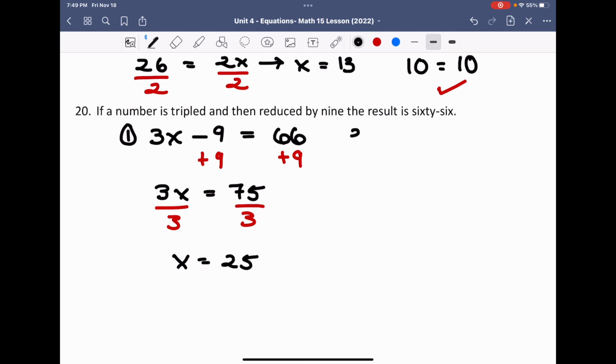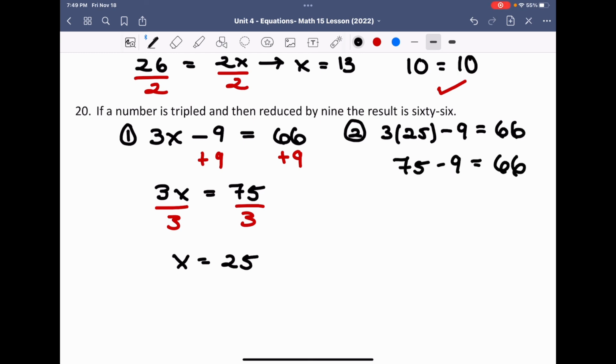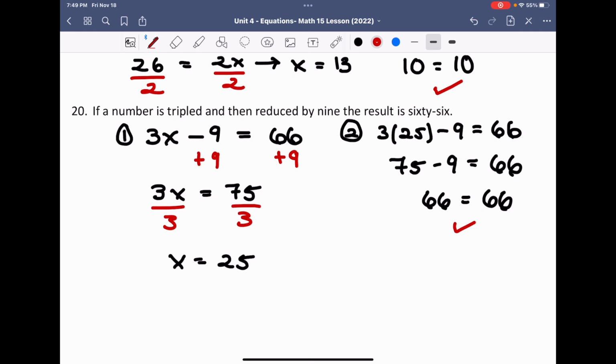Now, for step 2, we need to verify this. 3 times 25 minus 9 should be equal to 66. 75 minus 9 should equal 66. And therefore, 66 is equal to 66. And we've shown the left-hand side equals the right-hand side.